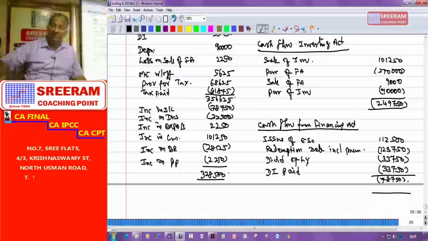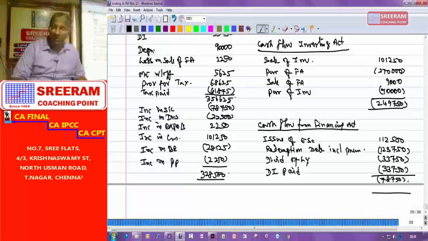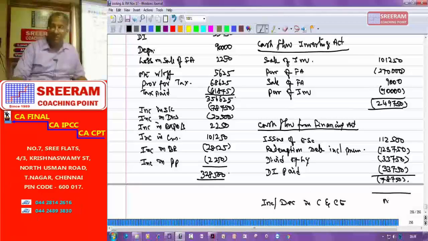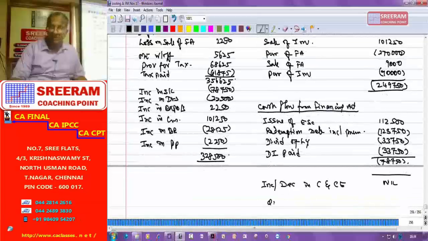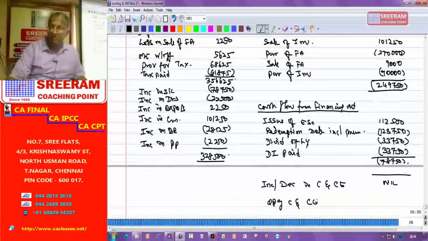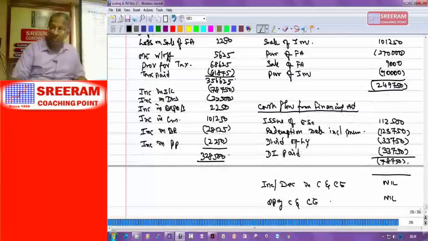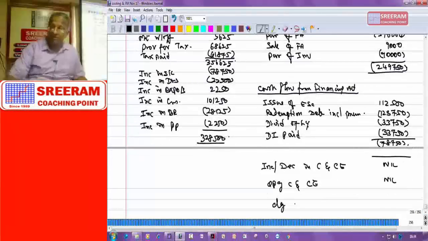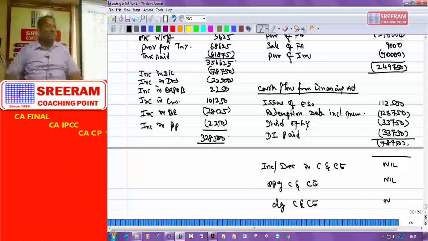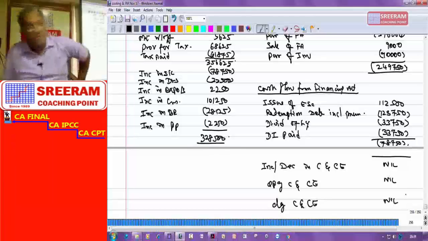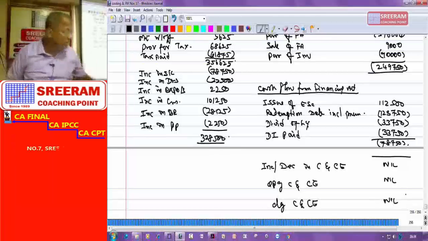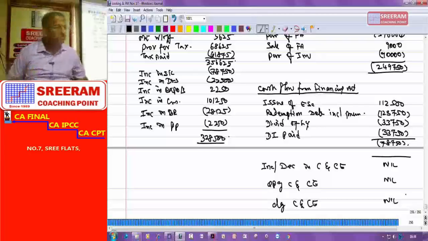Okay. So increase or decrease in cash and cash equivalents: nil. Opening cash and cash equivalents: nil. Closing cash and cash equivalents: also nil. So that cash flow statement is over. So maybe by two different methods, one is the fund flow statement, the other one is the cash flow statement, over. Are you understanding?